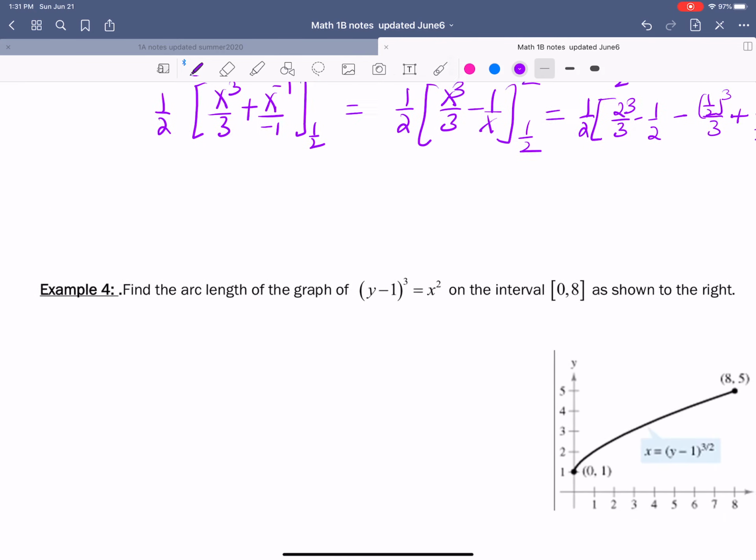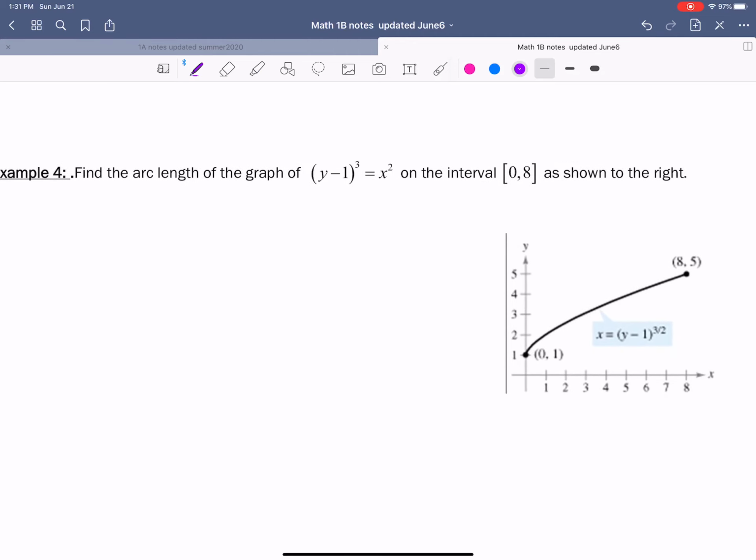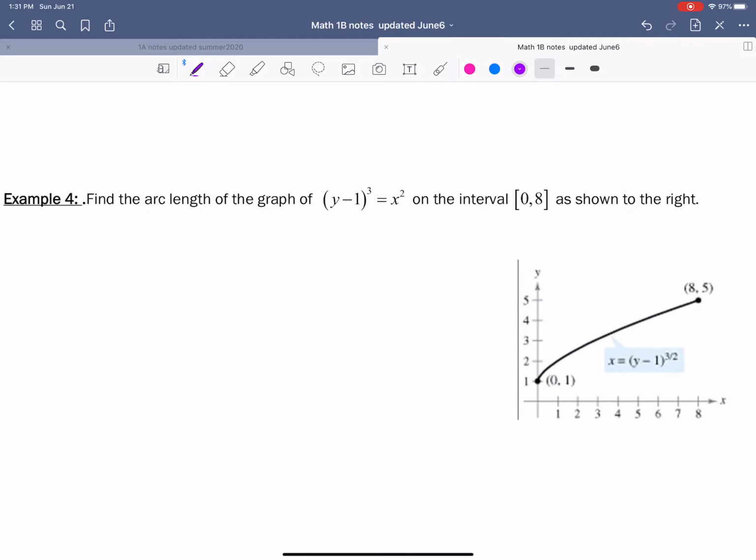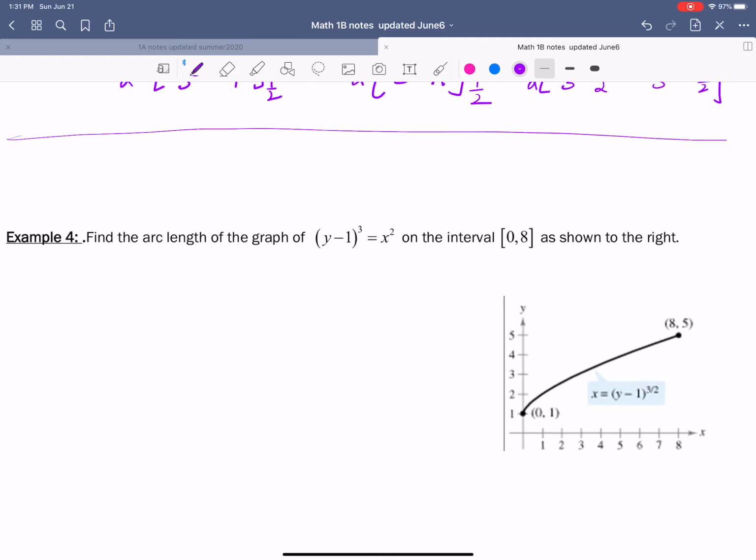All right, next example. Here we are. Find the arc length of the graph of this function. Okay, so here, notice we're not given y as a function of x. Instead, we're given this function in the implicit form. So I'm going to try to express it as y as a function of x or x as a function of y. I see it's easier to express it as x as a function of y.